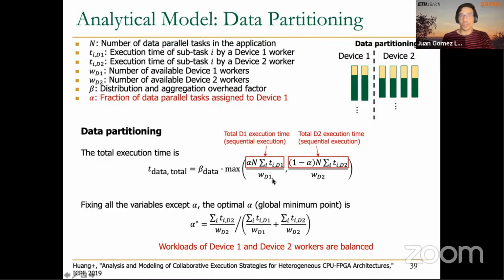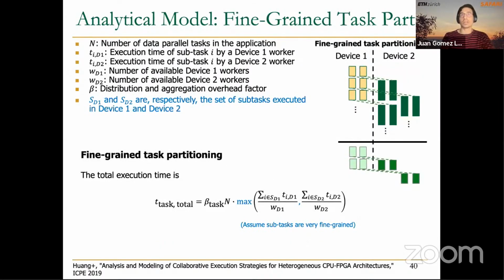If we want to obtain the optimal alpha, what we have to do is make these two terms equal, right? To make sure that the workloads assigned to device 1 and device 2 are balanced. And if we do that, we will obtain an optimal alpha that corresponds to this expression here. In the case of fine-grained task partitioning, with let's say simplified modeling, we are going to assume that the subtasks are very fine-grained and they can almost overlap perfectly.